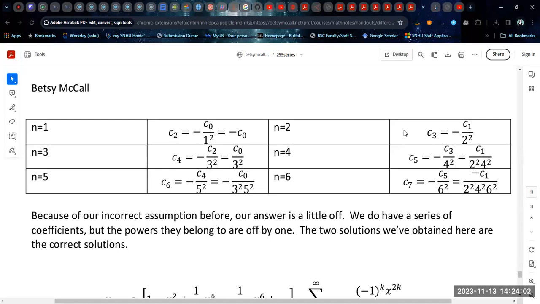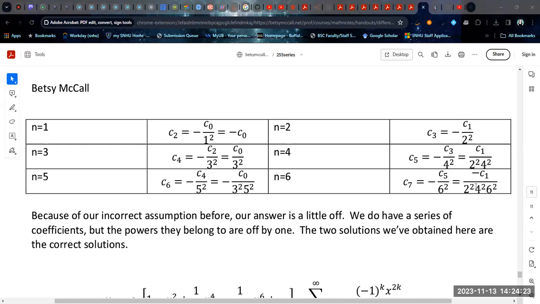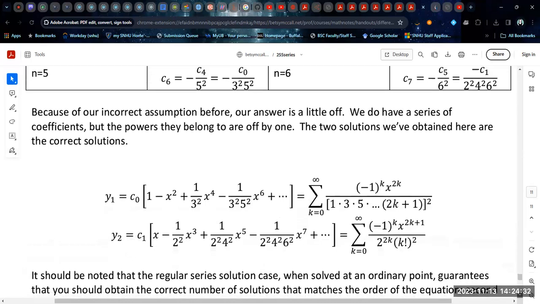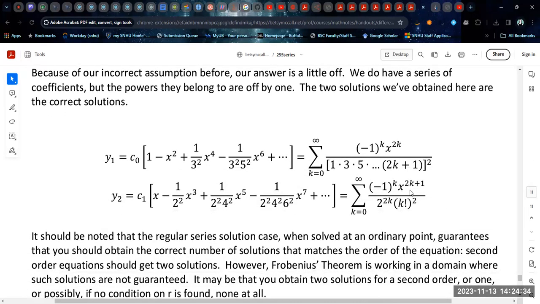And then for the other side, when n is equal to 2, that's going to give you C3 in terms of C1, and then C5 will be first in terms of C3, which you then substitute in terms of C1. And again, you get this string of coefficients. Now again, notice these coefficients in the second side here, these are consistent with the answer that we had before. And these ones are the new ones. And so y2 is our solution that we had before. And then y1, the new one, is this solution here.